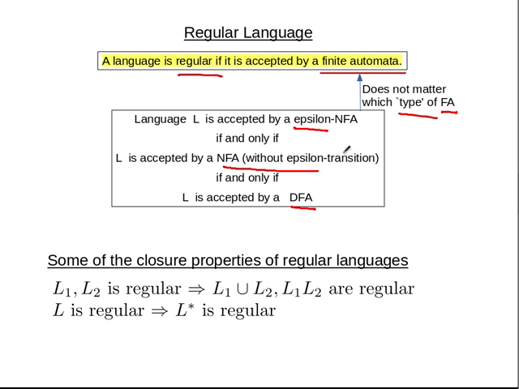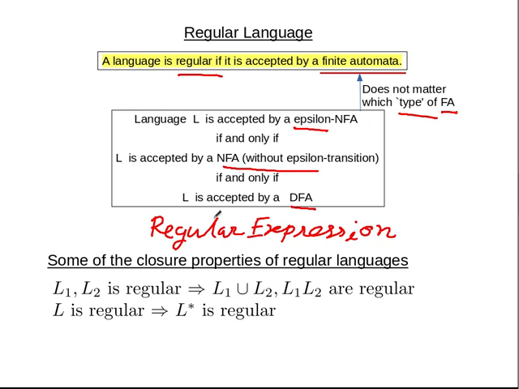Okay. Now, in this lecture, we are going to introduce another formalism. It is not a machine, but it's more like a shorthand notation to express a language. That is called a regular expression. And we will see that this regular expression is again equivalent to this model. So all four of them will be equivalent.